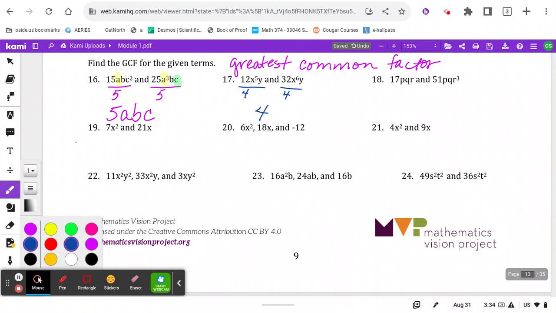Next is x to the 5th and x to the 6th. Remember, if I've got 5 x's on the left side and 6 on the right, the most I can have in common is that lower power, x to the 5th. And then there's 1y, so there it is.